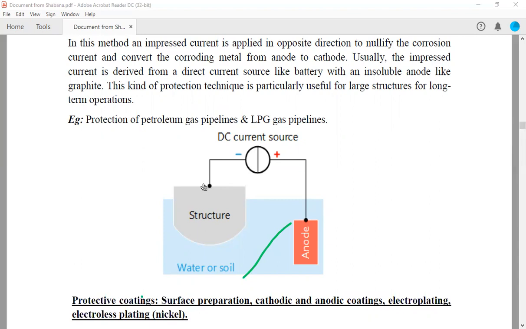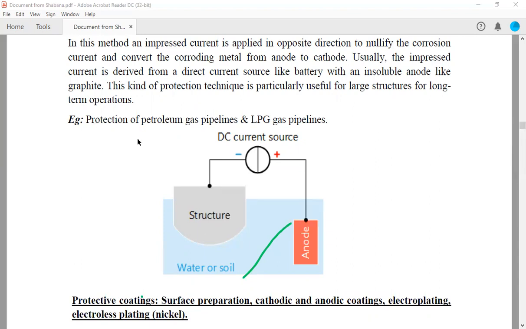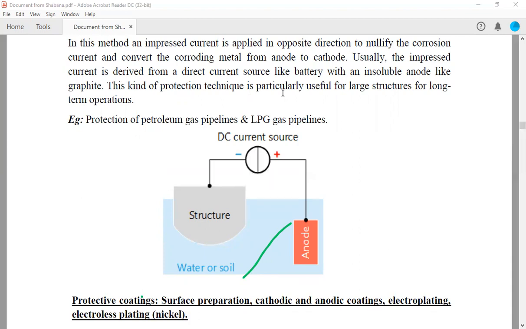So this type of impressed current cathodic method is given to open water box coolers, water tanks, buried water or oil pipelines, condensers, transmissions, marine pipes. This type of protection is more useful for structures in long-term operations.